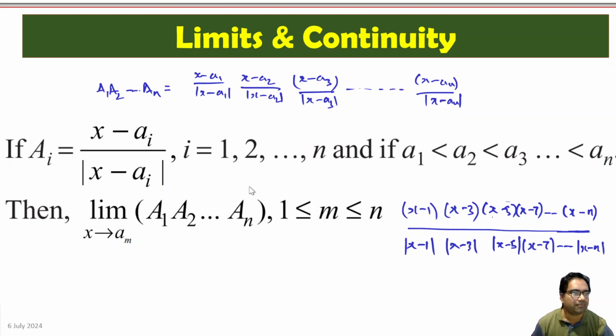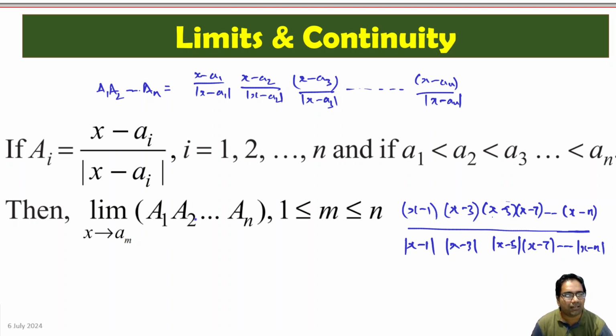We are given this problem: capital A1 is equal to (x minus small a1) by absolute value of (x minus small a1), and so on for small ai. We are given a1 less than a2 less than a3 up to an. We are given the limit as x tends to am, where m is somewhere between 1 and n, that is, 1 less than or equal to m less than n. Then what happens to this product of capital A1, capital A2, likewise?